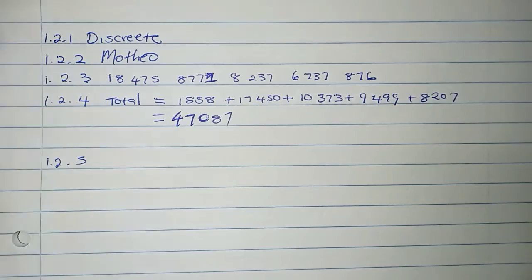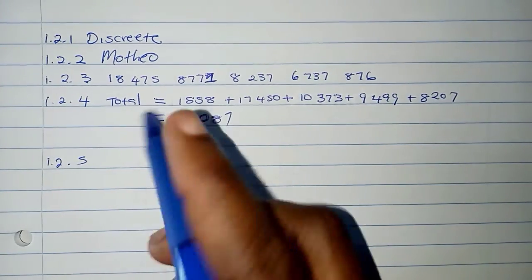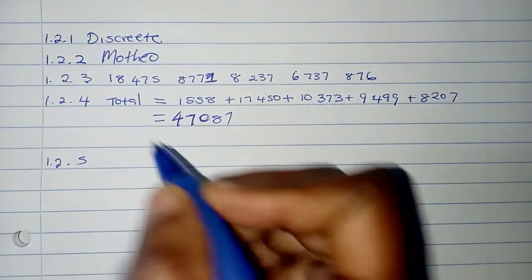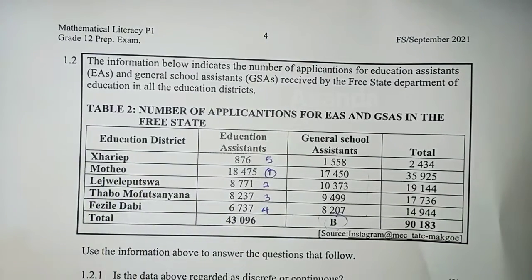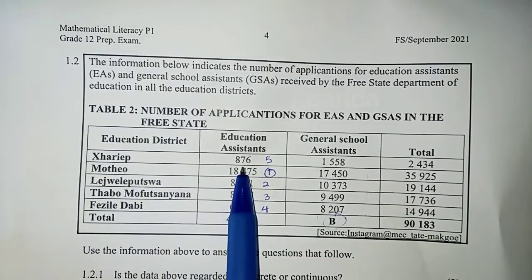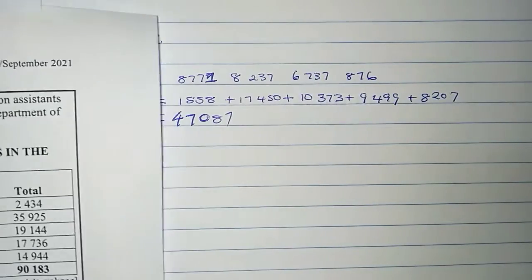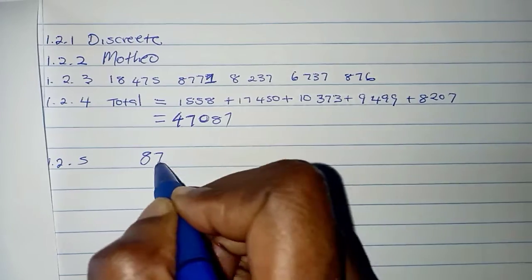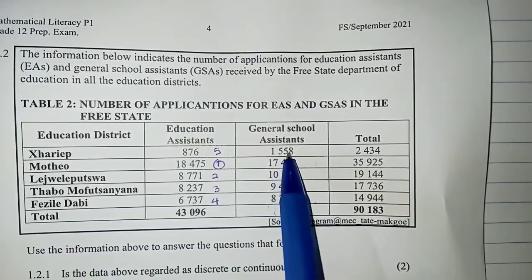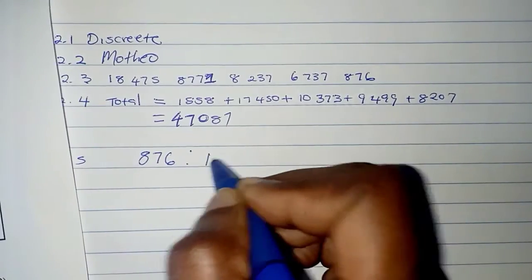So no problem. Let's first write the ratio as is. So let's get 876 is to 1,558.